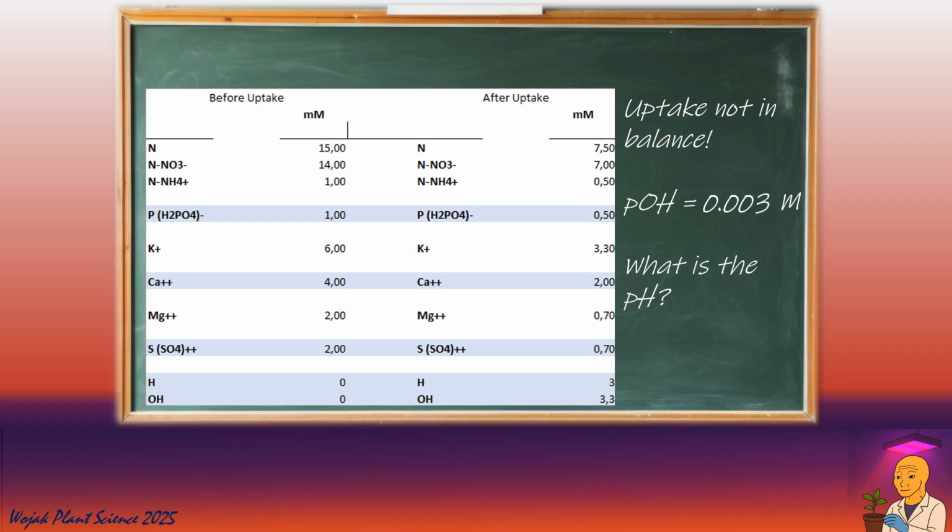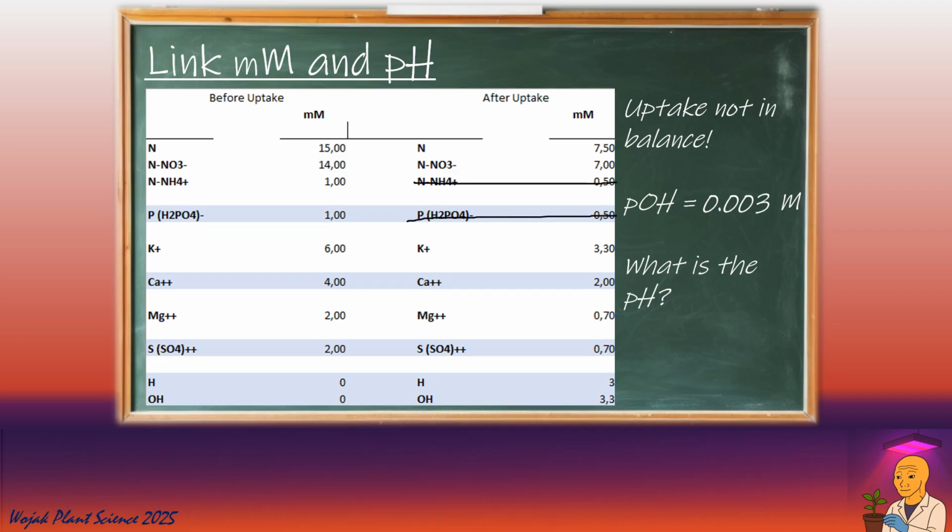Okay guys, now I would like to show you an example that is more realistic when we link millimolar and pH. So let's cross out what is in balance, so that we can imagine that a little bit better. I made it like that ammonium and phosphate is in balance. Magnesium and sulfate is in balance. So what do we have left?